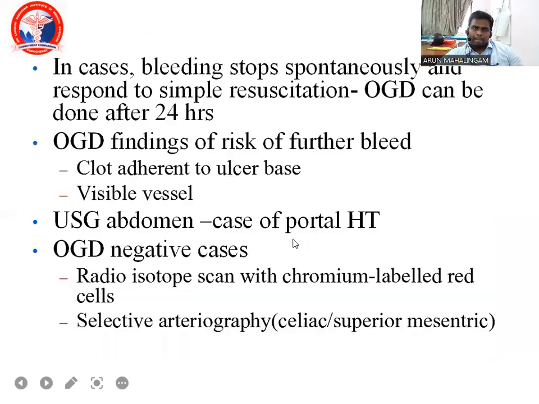In case of bleeding that stops spontaneously and responds to simple resuscitation, OGD can be done after hours. OGD findings of risk of further bleed are clot adherence to the ulcer base and visible bleeding. USG abdomen in a case of portal hypertension. In OGD-negative cases, radioisotope scan with chromium-labeled RBCs and selective arteriography in celiac or superior mesenteric artery.